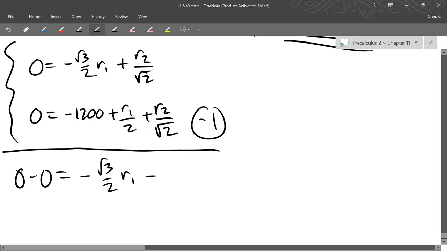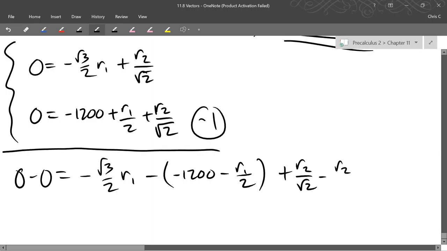-√3/2 R1 minus -1200 minus R1/2. Now if you want to, you can write plus R2/√2 minus R2/√2, but that was the whole reason that we subtracted the two equations, is to cancel out R2.